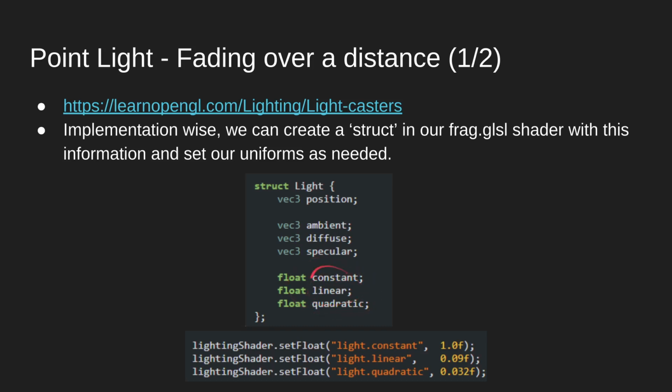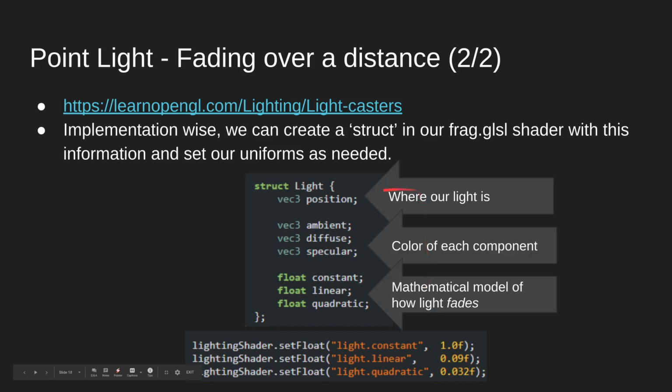We can actually combine these in a way. You can play around with this in your scene, but how bright something's going to be 1 unit away, and then over a distance, we can multiply it by some linear factor or some quadratic factor. Okay, so again, where our light is, the color components, and then the mathematical model of how light fades, that attenuation feature.